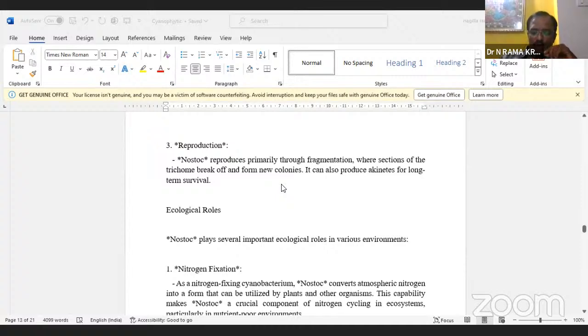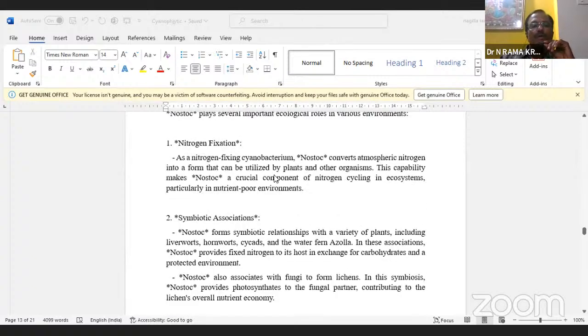So here, the reproduction system is by hormogonia. Akinetes are there, and some types of endospores also. So we are looking at this one. So this is about Nostoc. Just very simple. Then a short question: what is the purpose, why is it important in cyanophytic algae? Is it clear now?